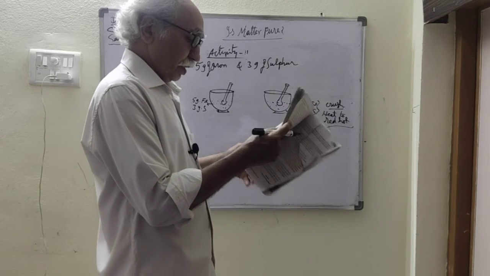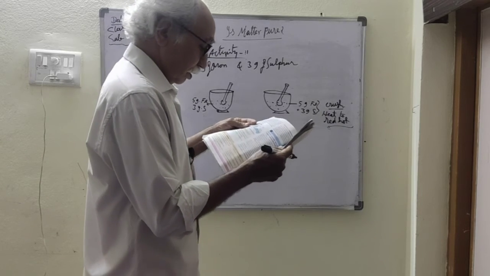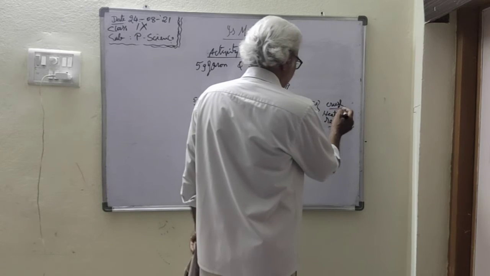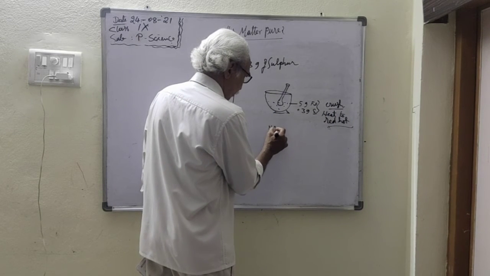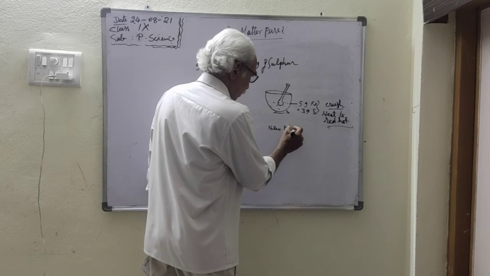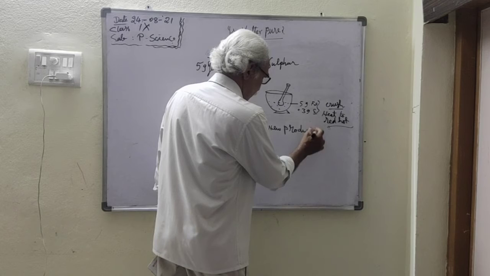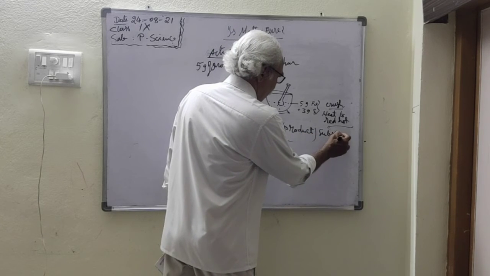So the next part can be divided. Each group should divide this material obtained into two parts. Add the carbon disulfide to one part, stir well and filter it. So after heating you get some product. Here a new product is forming. New product means a new substance. A new substance is forming.